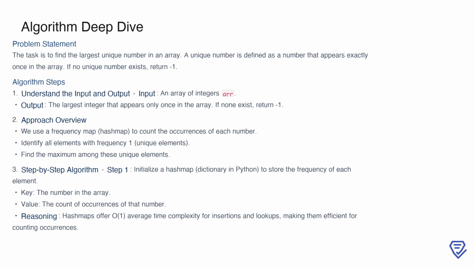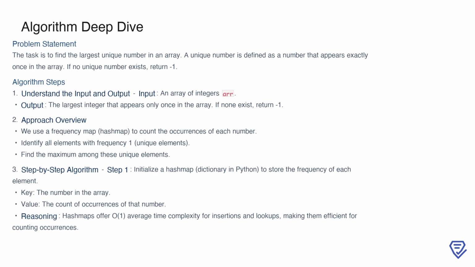In this problem, we need to identify the largest unique number in a given array. A unique number is one that appears exactly once in the array, and if no such number exists, we return -1. Let's break down the approach to solve this. First, we need to understand the input and output. The input is an array of integers, and the output is the largest integer that appears only once in that array. If there are no unique numbers, we return -1.